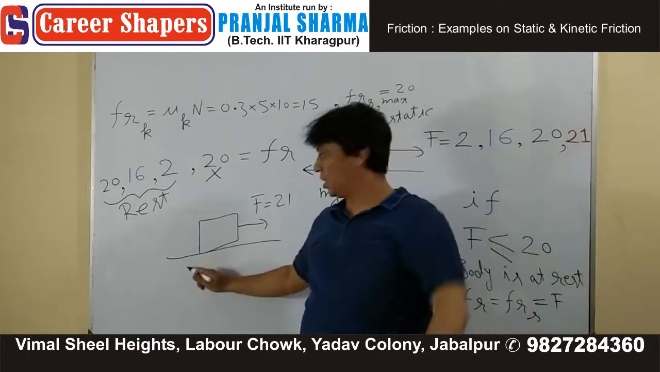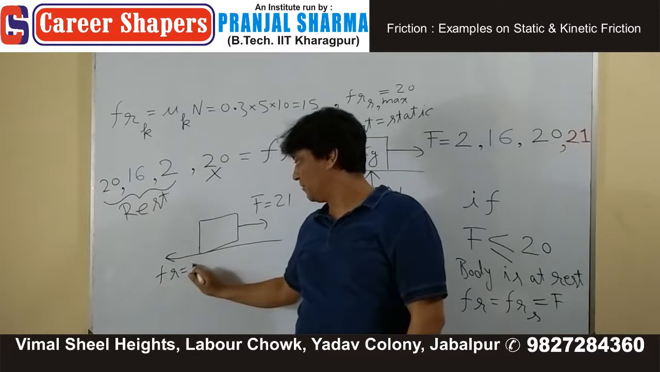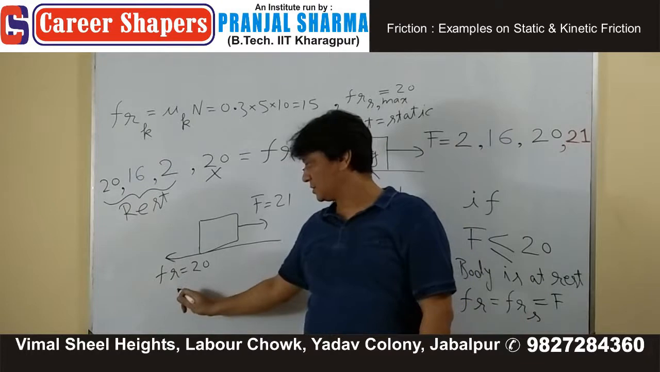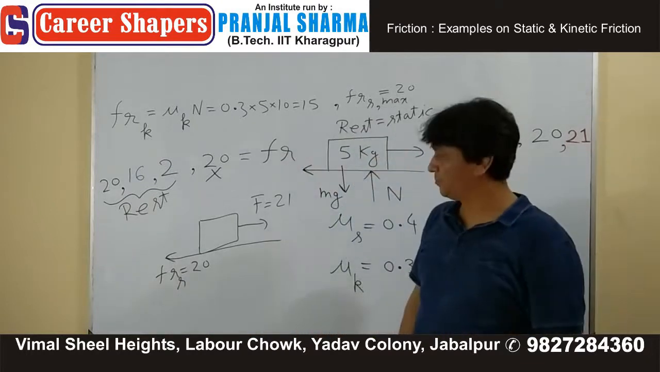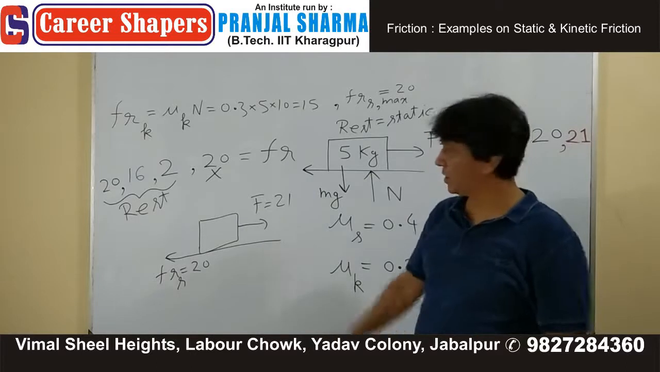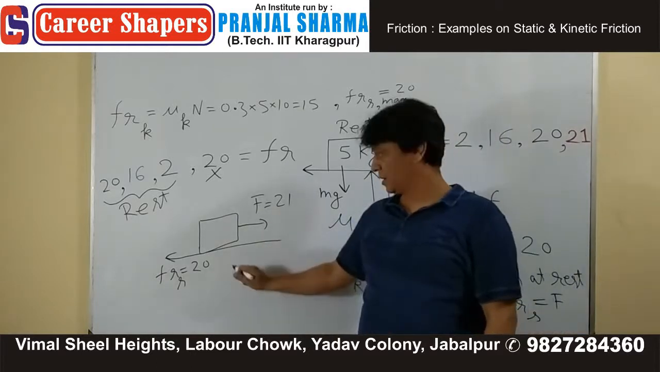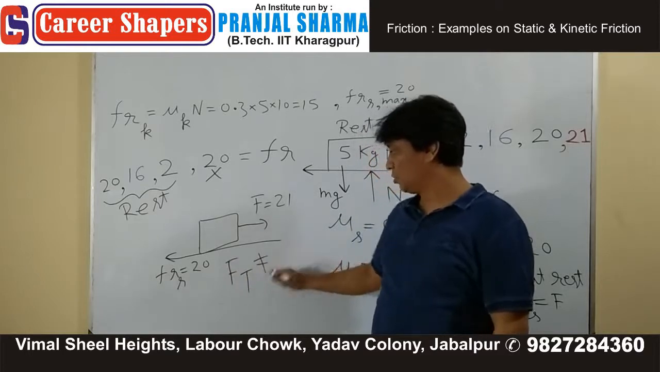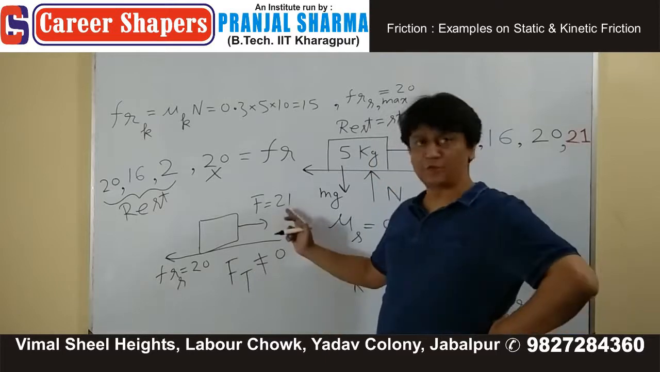And suppose you thought that the force of friction is 20, and you still thought that this is a static one, जैसे कि आपने आंसर दिया है कुछ लोगों ने. तो प्रॉब्लम क्या हो रही है? कितना फोर्स है? 21. This is 20. I hope you can see that F total is no longer 0. There is a net force. This is a dominating force.